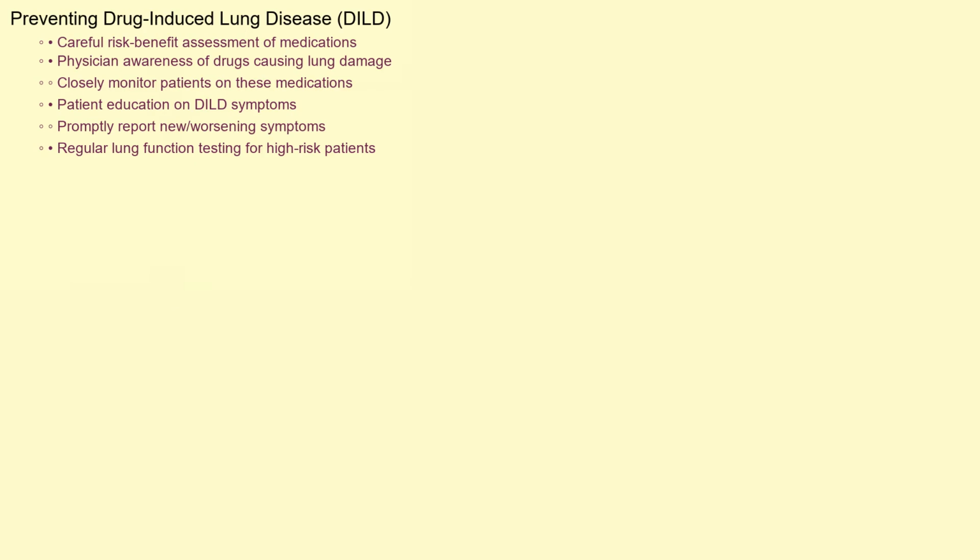A scene illustrates the importance of medication monitoring and communication with healthcare providers. Preventing DILD involves careful consideration of the potential risks and benefits of medications. Physicians should be aware of the drugs that are known to cause lung damage and closely monitor patients who are taking these medications. Patients should also be educated about the potential symptoms of DILD and encouraged to report any new or worsening respiratory symptoms to their healthcare providers promptly. Regular lung function testing may be recommended for patients at high risk.